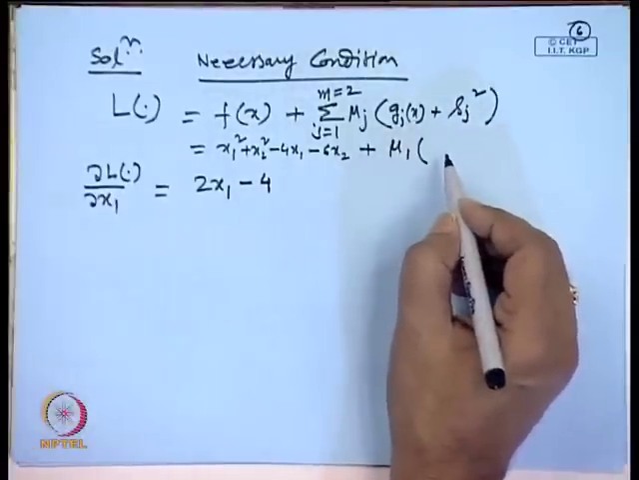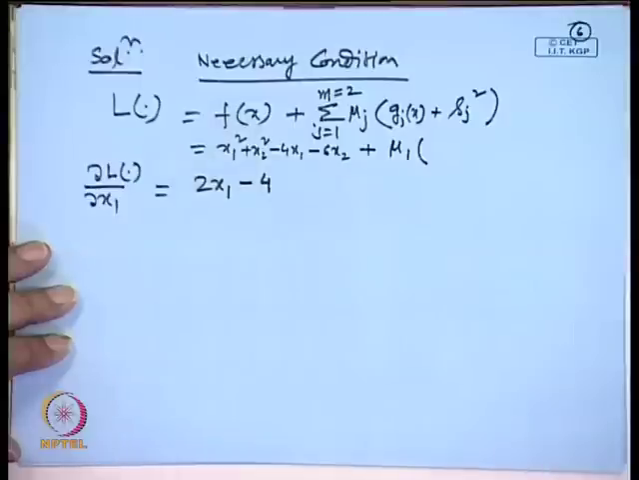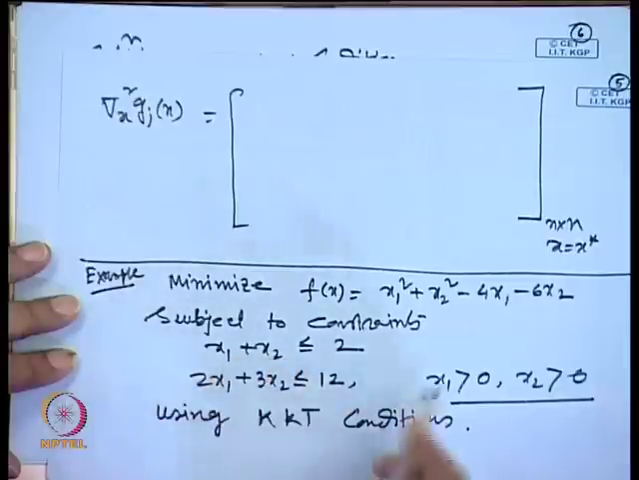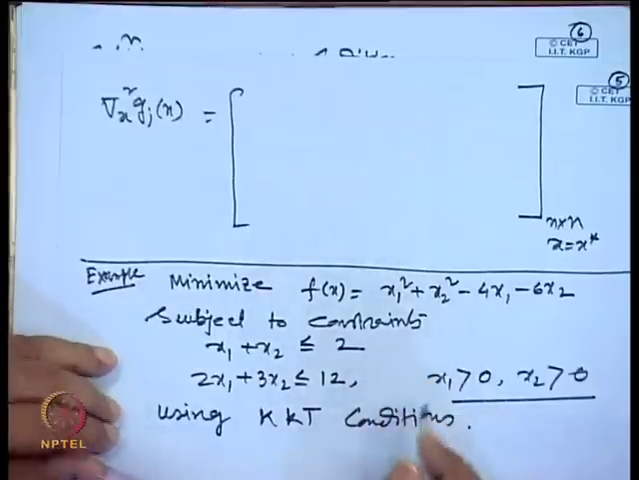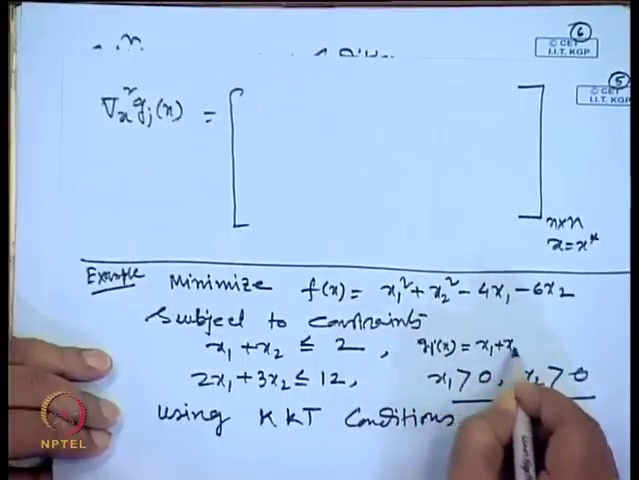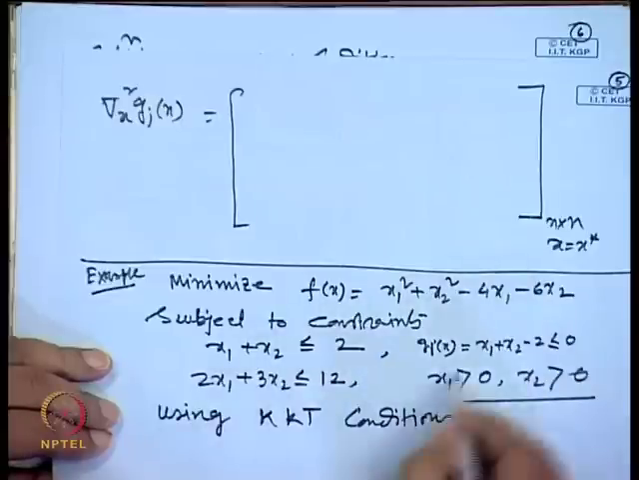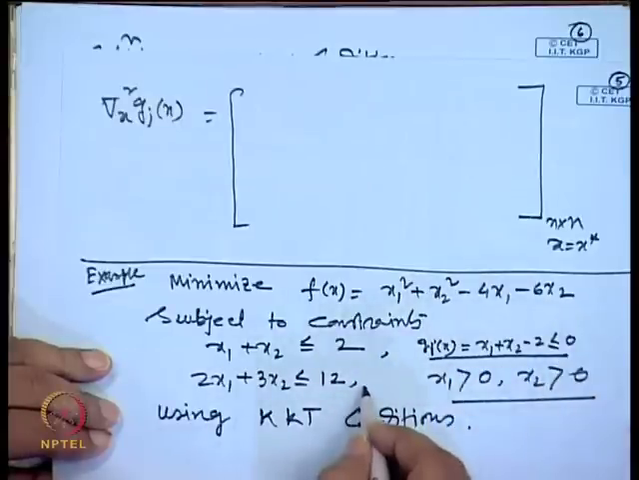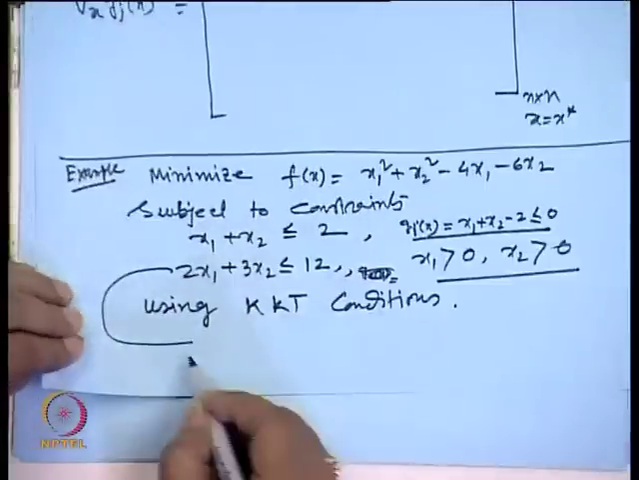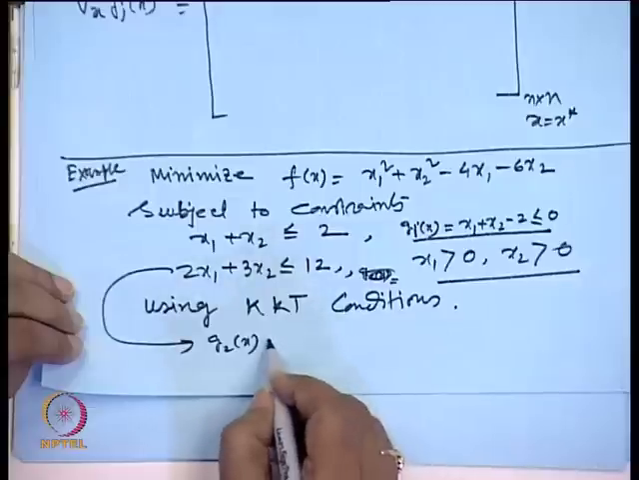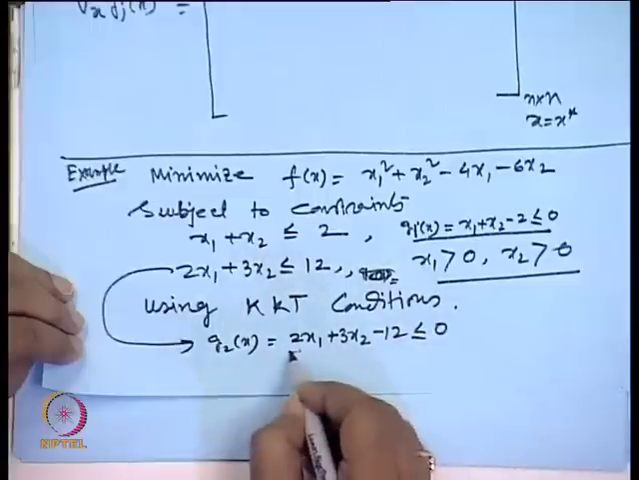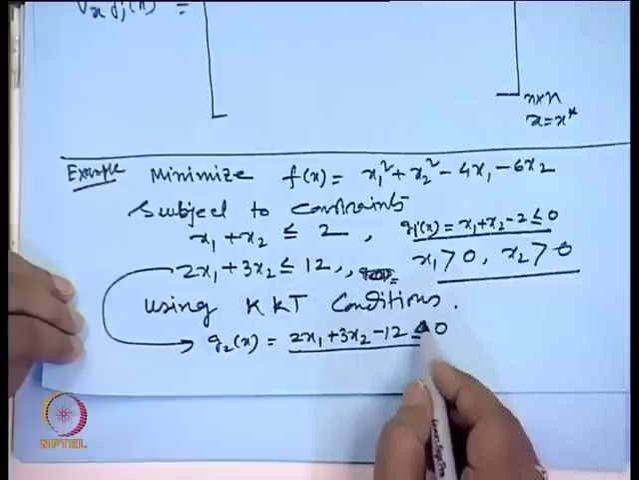What is g 1 of x? I can write it as g 1 of x equals x 1 plus x 2 minus 2 less than or equal to 0. So, this is our standard form we have written. Similarly, we can write g 2 of x equals 2 x 1 plus 3 x 2 minus 12 less than or equal to 0, in the standard less than or equal to form.